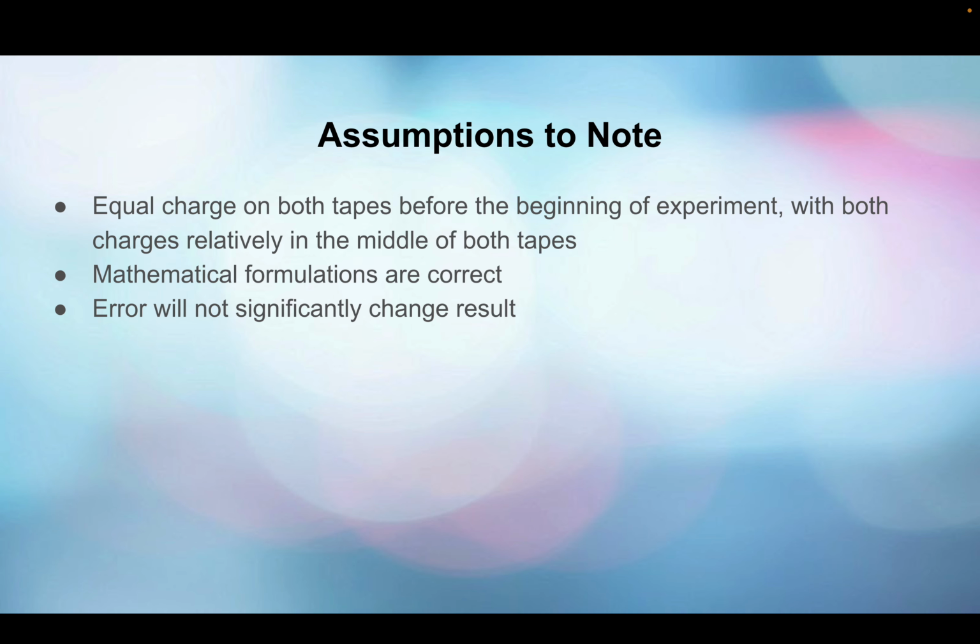There were a few key assumptions that I needed to have in order to have consistency with the actual results. The first is that we are considering that there's equal charge on both tapes before the beginning of the experiment, and that both charges are relatively in the middle of both tapes. Another assumption is that the mathematical formulations will be correct, including the GlowScript code, as well as the ones that I figured out in the lab with my calculations. And the third is that error will not significantly change the result. That includes human error, the formulas and data that we were given in the lab instructions, etc.